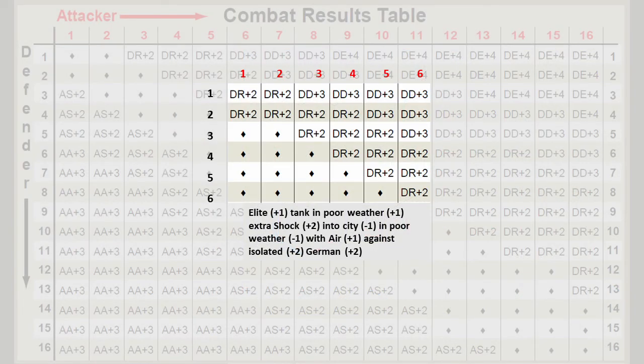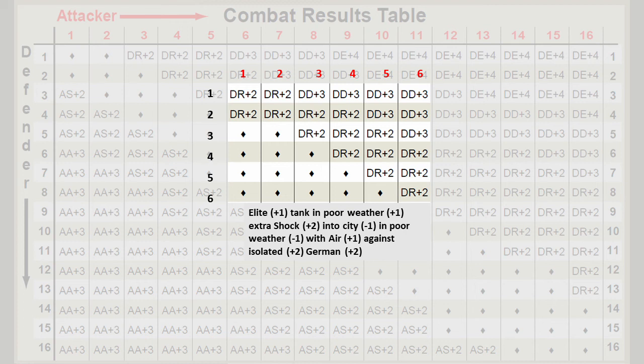Remember, on an all-out attack, we need a DD result. We're not going to get a second chance. The only way we're going to blow up the unit, because it's in a friendly city, is to get a DD result. And we have a 7 in 36 chance of getting that.